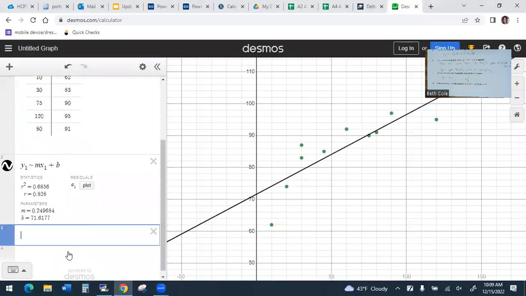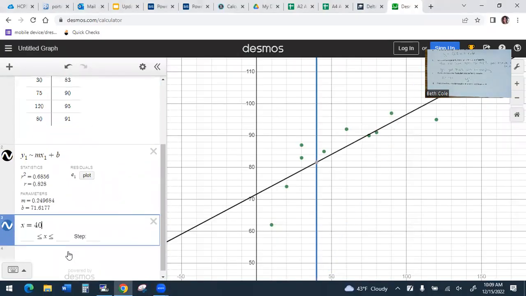So I'm going to come down here, type in x equals 40. It'll put in a line at 40. Do you see that there? And you can either click on or hover over that intersection. If you study 40 minutes, what's your grade predicted to be? 81.6%. Good.